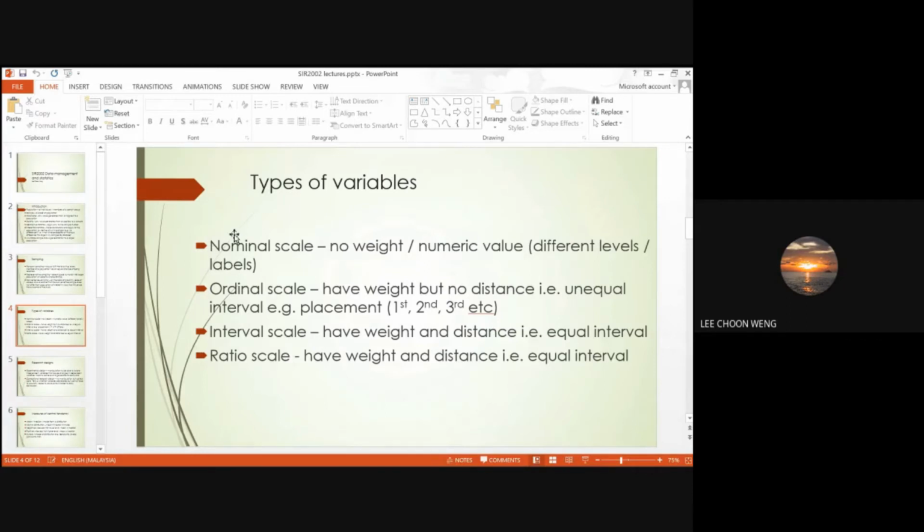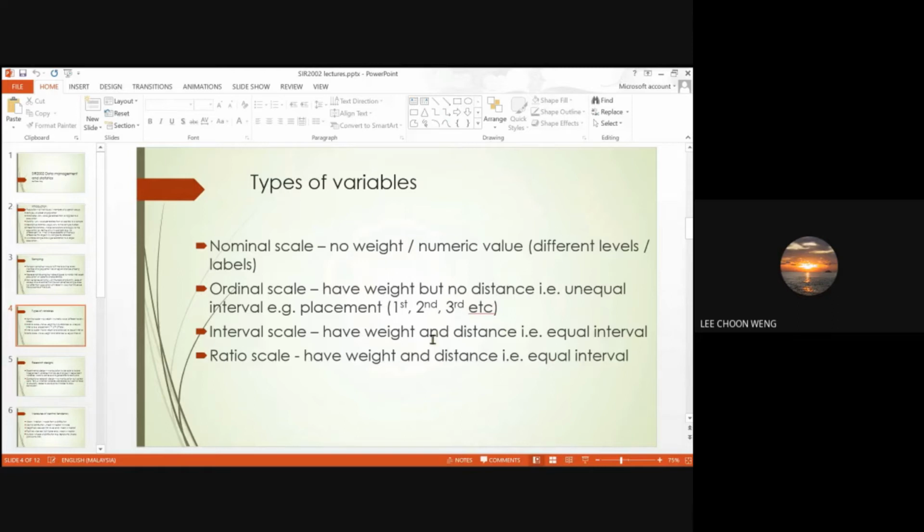Okay, let's look at the types of variables that you may come across. A nominal scale has no weight or numeric value. This is usually just labels, like Perak, Perlis, Kedah, no? States, names of states, just without any weight or numeric value. Ordinal scale, it has weight but no distance.